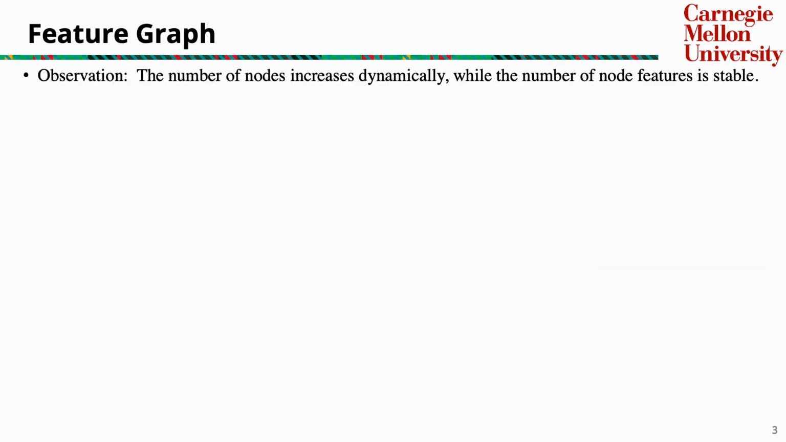In this work, we propose a new graph topology, feature graph, to solve the problem of increasing the number of nodes in a growing graph. We have a very important observation, that is, although the number of nodes increases dynamically, the number of node features is often stable in a graph. Therefore, in a feature graph, we take each feature as a node and turn each node into a graph. This converts the problem of node classification into graph classification.